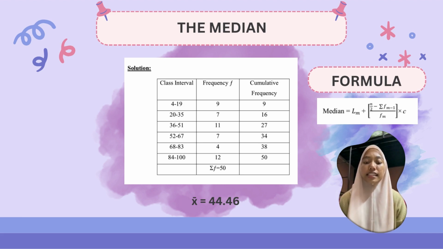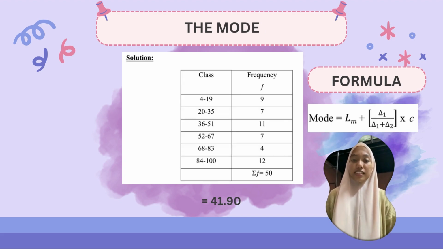Okay, this slide is the table of the median, which has the number of class, the frequency, and the cumulative frequency, and the sum total is 44.46. Okay, next the mode.